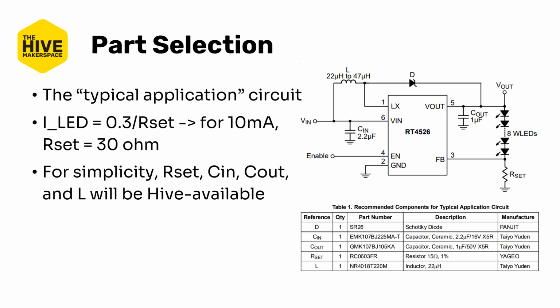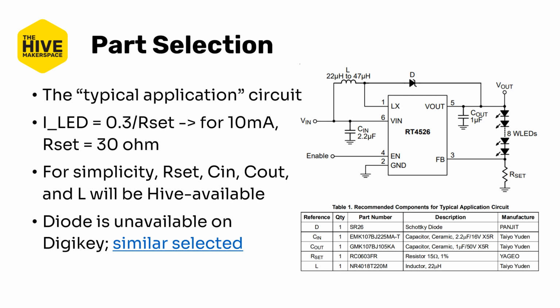For simplicity, I didn't select R set or the capacitors or inductors based on this specific part number. I actually chose whatever was available in the Hive, though I kept the same values. The diode wasn't available either in the Hive or on DigiKey, so I actually selected a similar one that dropped a similar voltage and had a similar kind of maximum current rating.